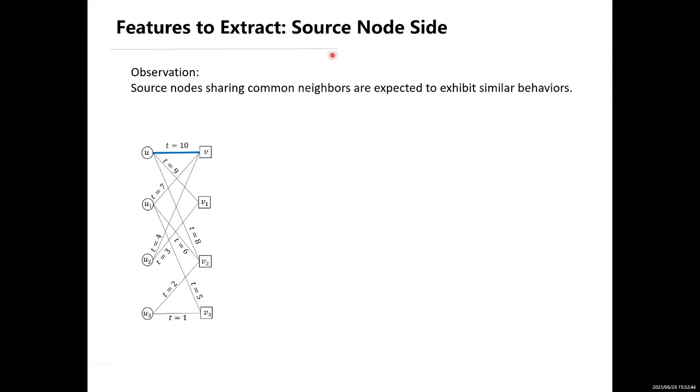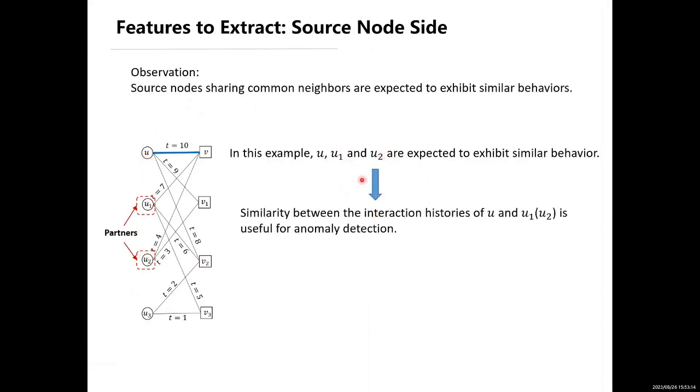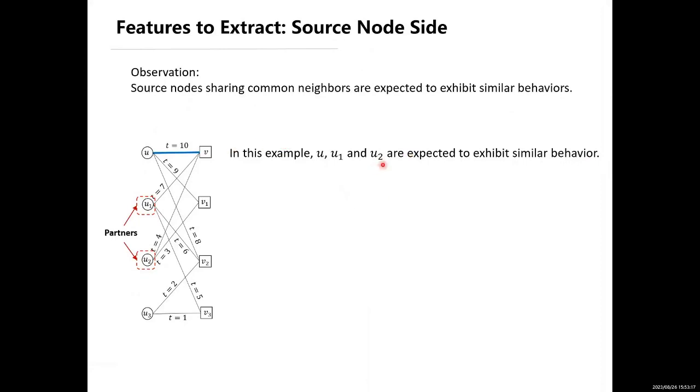So on the source node side, we observe that source nodes sharing common neighbors are expected to exhibit similar behaviors. So in this example, we notice that U, U1, and U2, all of them have visited destination node V. So U, U1, and U2 are expected to exhibit similar behaviors. We call U1 and U2 the partners of U. Here, the behaviors can be the sequence of destination nodes that the source node has interacted with.